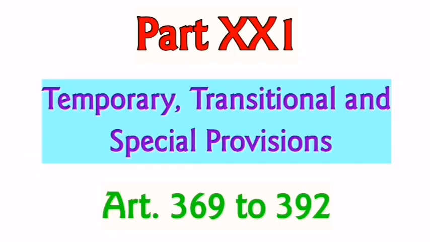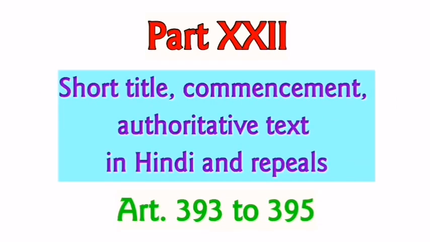Part 21 of the Constitution is about the temporary, transitional and special provisions. Articles 369 to 392 come under Part 21. The last part of the Constitution, Part 22, is about the short title, commencement, authoritative text in Hindi and repeals. Articles 393 to 395 come under Part 22 of the Constitution.